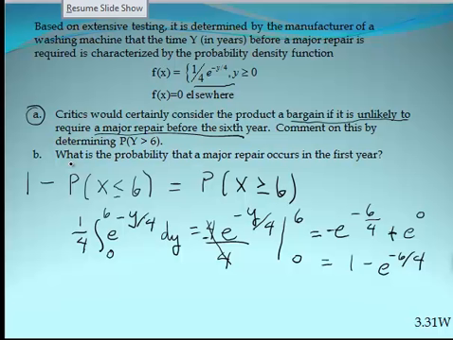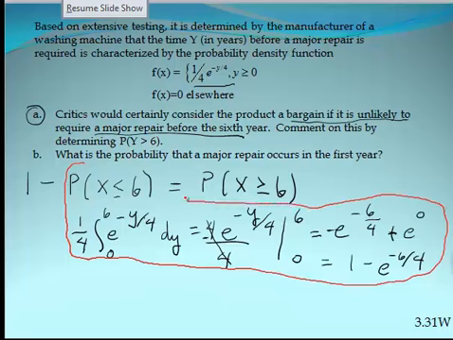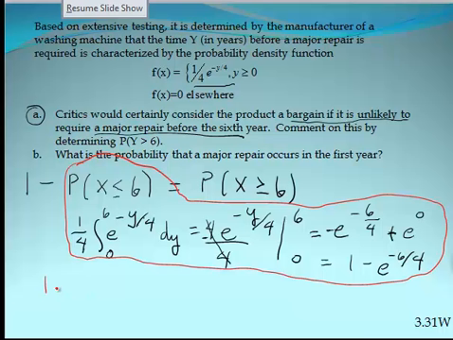So all of this becomes 1 minus e to the minus 6 over 4. That's this part right here. So we have to take 1 minus this value, 1 minus e to the minus 6 over 4, and that is just e to the minus 6 over 4. And that's your probability that it's going to break after year 6.